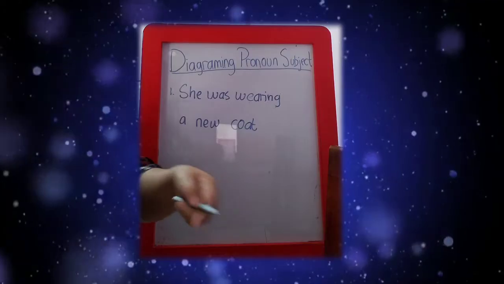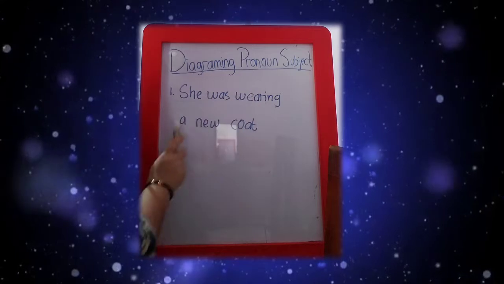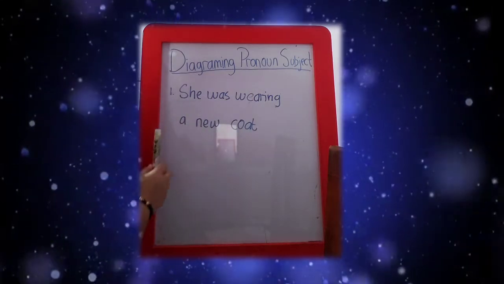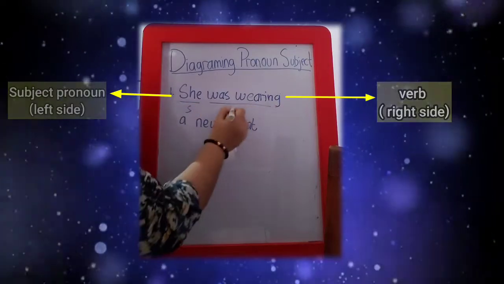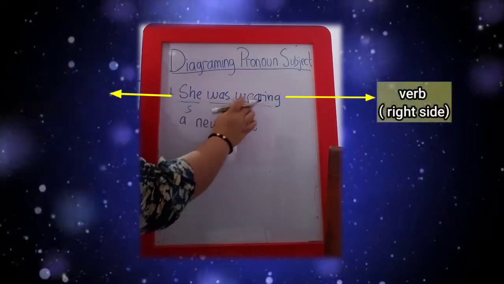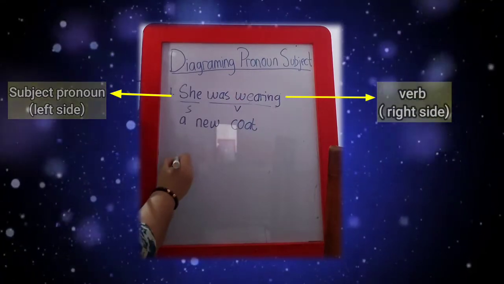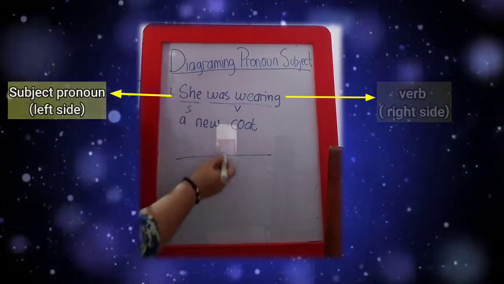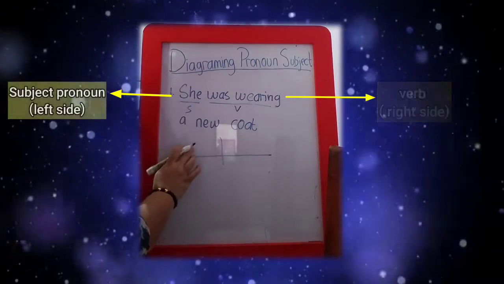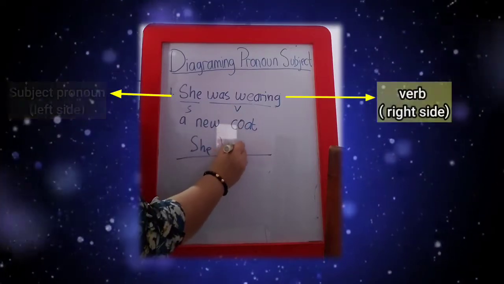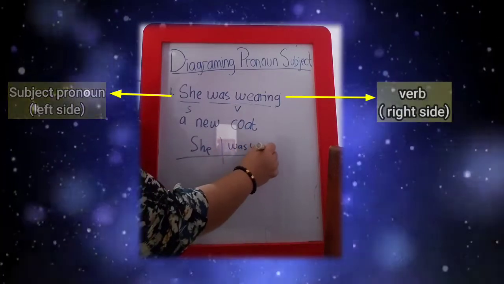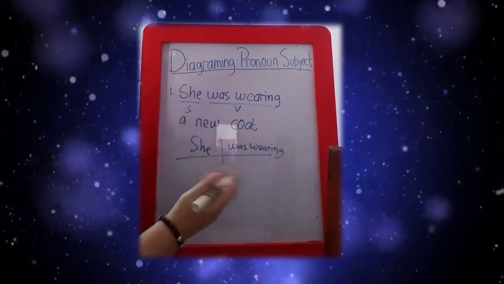Okay, now we will try to diagram the pronoun subject. Let's take a look. Number 1: She was wearing a new coat. So where is the pronoun as the subject? Yes, this one is the subject and this one is the verb. This one is the helping verb, this one is the action verb. Now we want to diagram this one. So we put the subject on the left side and then the verb on the right side. Done.